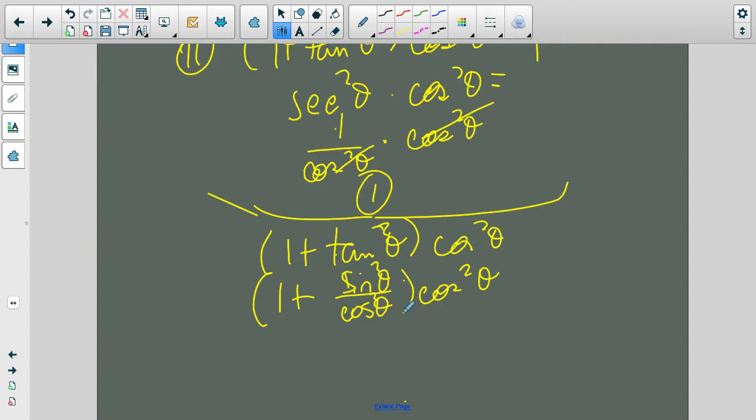Now if I distribute, that gives me cosine squared, watch girls, plus sine squared, because the cosine squareds cancel out. And what's cosine squared plus sine squared? 1. So they also can get there. That's okay. I just want to drive the point home that 1 plus tangent squared is secant squared, and secant's a reciprocal of cosine. It was a great way to get to it.